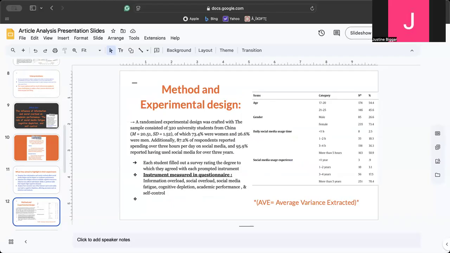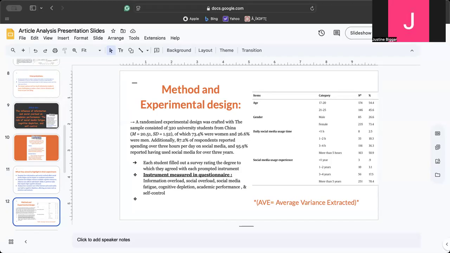had about 320 university students from China fill out a survey about their degree to which they agreed with each of the prompted instruments. And by instruments, I mean information overload, social media fatigue, cognitive depletion, academic performance, and self-control. And they had different prompts asking different questions about these various instruments. And the results are very fascinating.